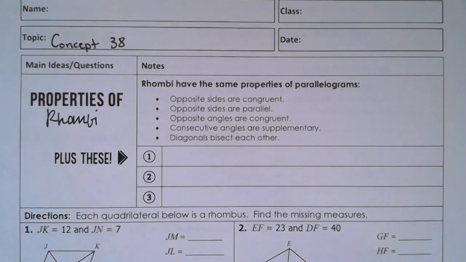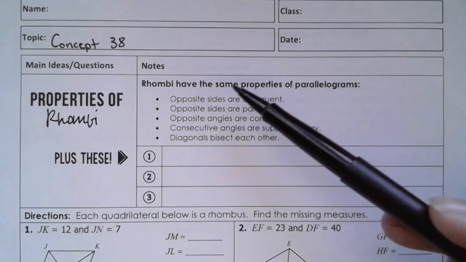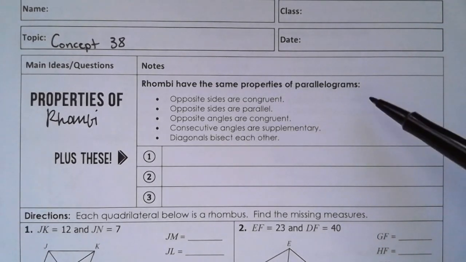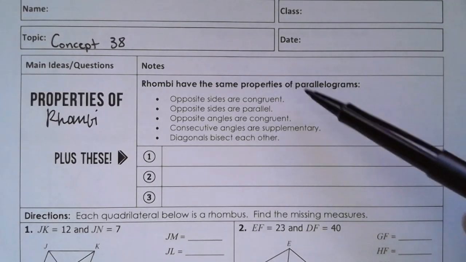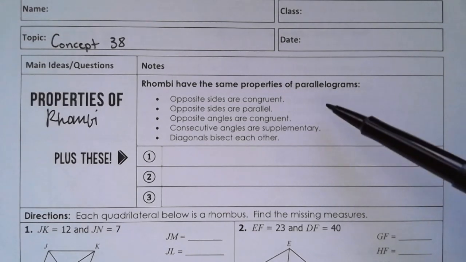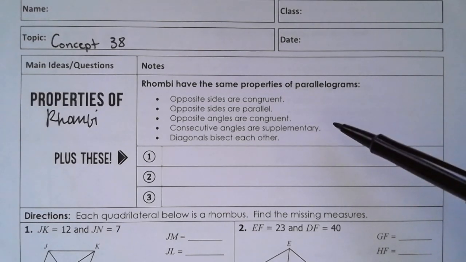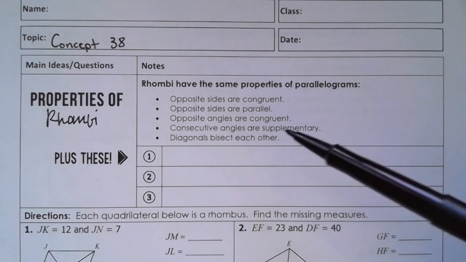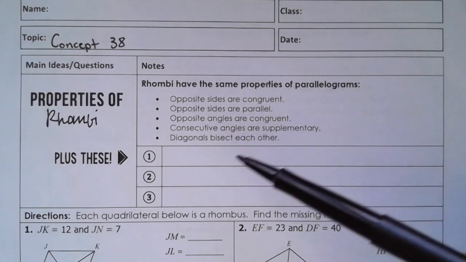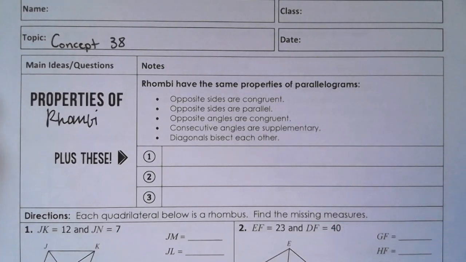This is concept 38 part 1. In this one we talk about the properties of rhombi. Rhombi is more than one rhombus. Rhombi have the same properties of parallelograms. Pause the video here and familiarize yourselves with the 5 properties again. And a rhombus has these 5 properties plus 3 new ones.